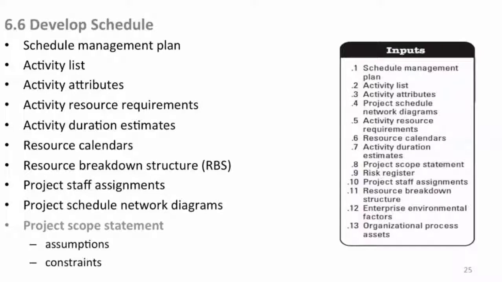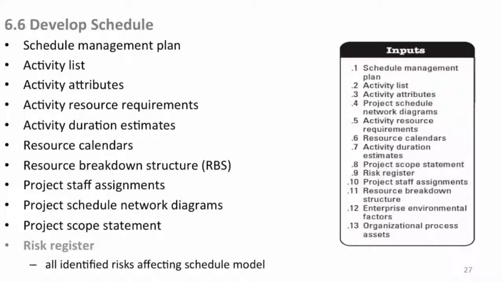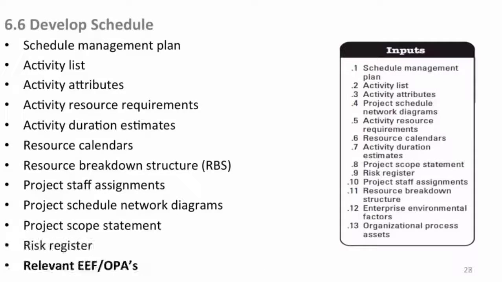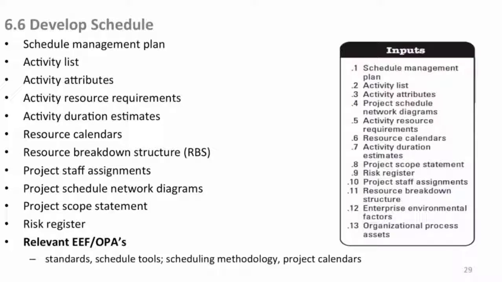And the scope statement is there because we're still worried about assumptions and constraints that are in the scope statement until those are updated and revised over time. So we need to still know what those are because they could have a big impact on our schedule. Risk register, all identified risks that could affect our schedule. We need to consider all those always, all the time. Internal, external stuff here, standards, scheduling tools, methodologies, calendars, whatever we have available to us, we need to use and capitalize on to make our job better.